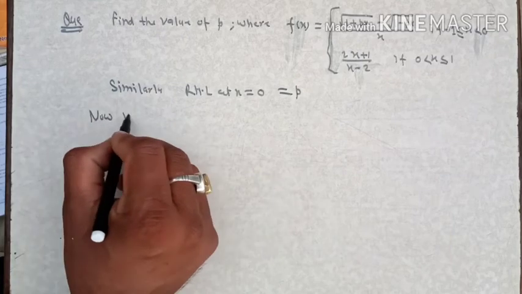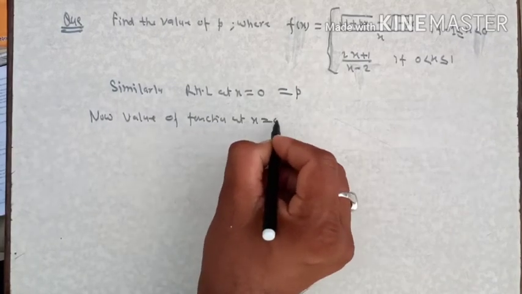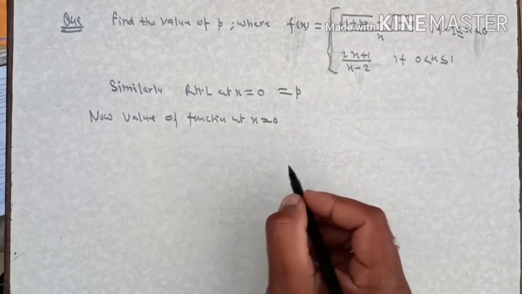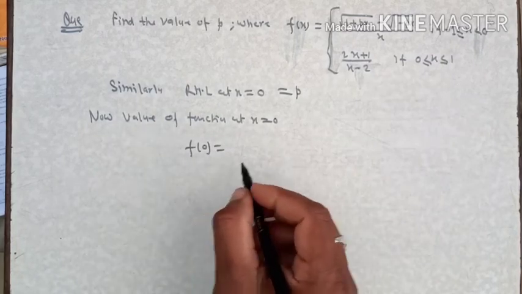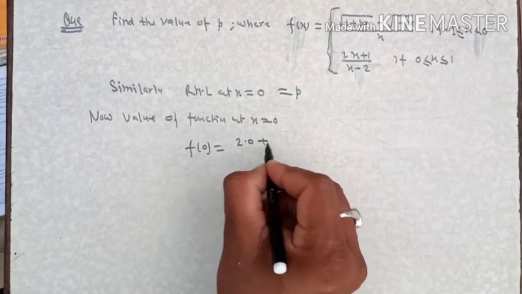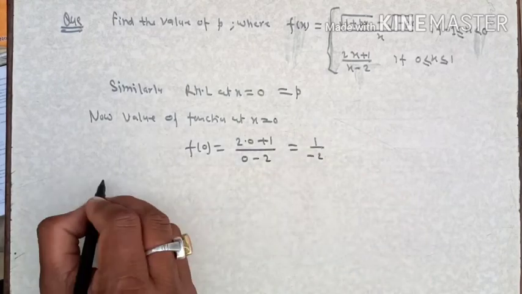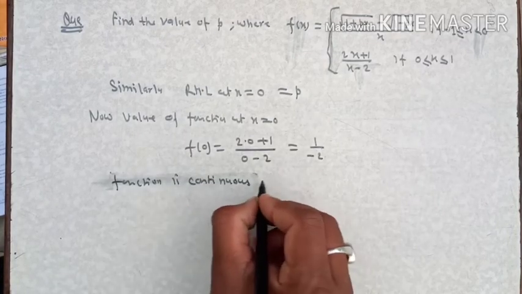Now the value of the function at x equal to 0. In this case, the value of the function at x equal to 0 is f(0), which is equal to, putting here, (2 into 0 plus 1) upon (0 minus 2), which is equal to 1 by minus 2. The function is continuous.